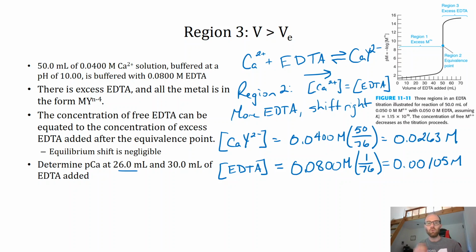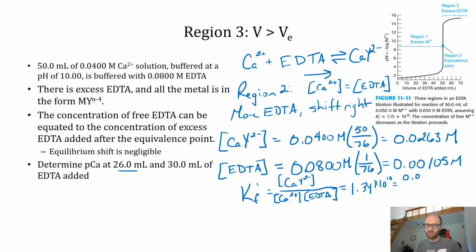And again, though, to figure out the amount of calcium that's present with these concentrations, we would set up an ICE table. We're not going to set up an ICE table. We're going to assume that I and E are equal, just to make our lives a little less chaotic. K prime F here is going to be equal to the complex over calcium times EDTA. Now they're not equal though. So this is 1.34 times 10 to the 10th, and that's going to be equal to 0.0263 over x times 0.00105.